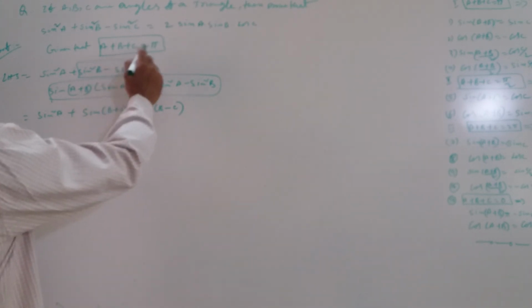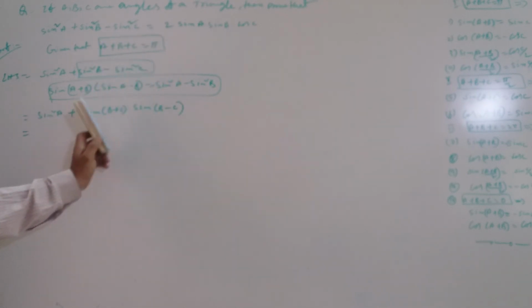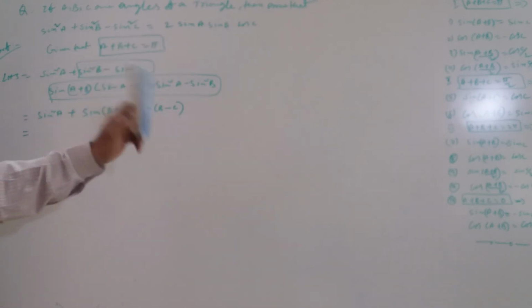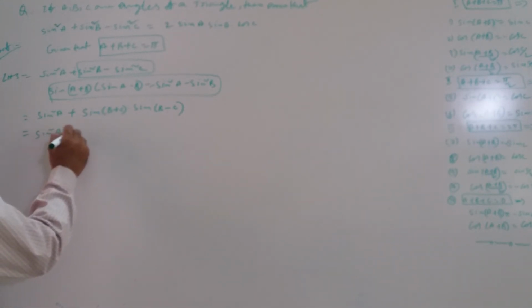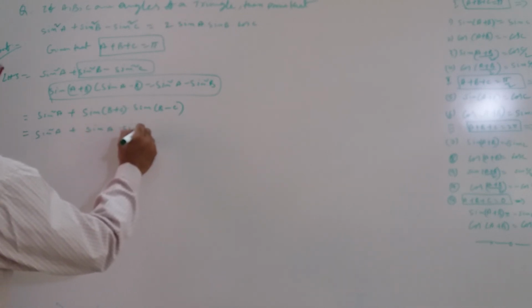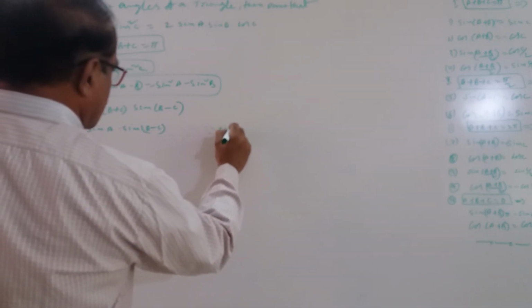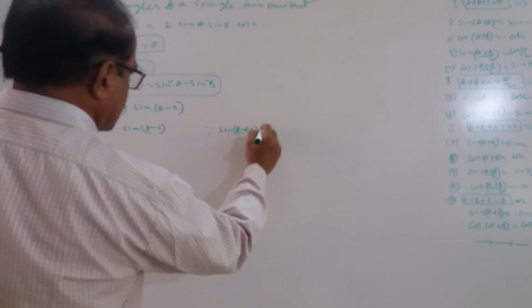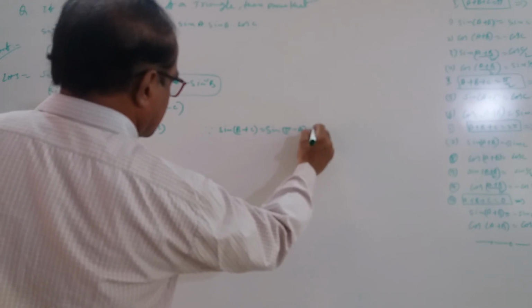Sin (B plus C): here A plus B plus C is equal to pi, so B plus C is equal to pi minus A. That means sin (B plus C) is equal to sin (pi minus A). Sin (pi minus A) means sin A. So sin square A plus, we can write this as sin A into sin B, since sin (B plus C) is equal to sin (pi minus A), that is equal to sin A.